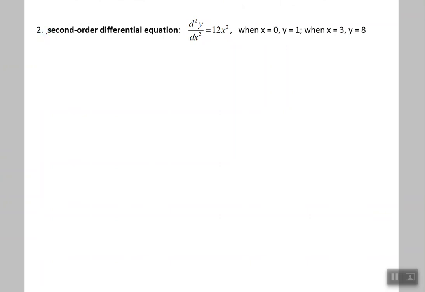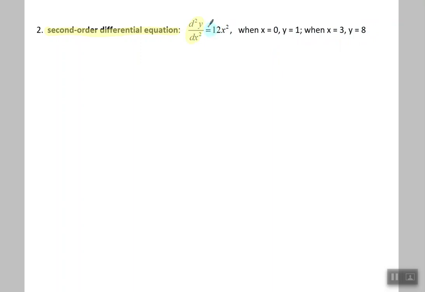Number 2 involves a second order differential equation. What that means is we have a second derivative as the highest derivative in this equation. d squared y/dx squared, or the second derivative of y with respect to x, equals 12x squared. When x equals 0, y equals 1. When x equals 3, y equals 8. We're going to solve this differential equation.